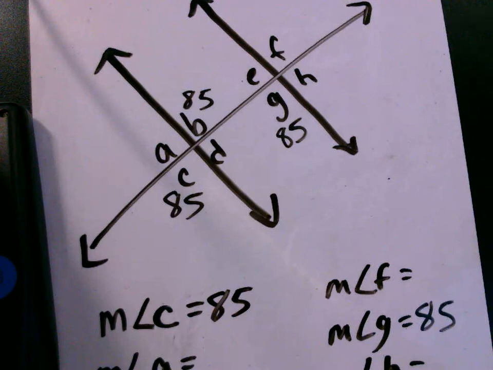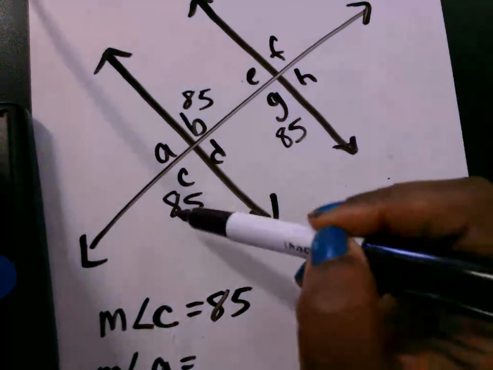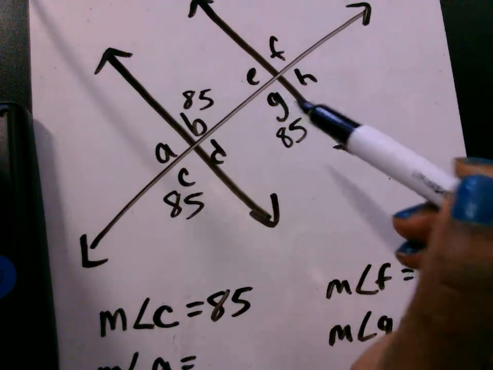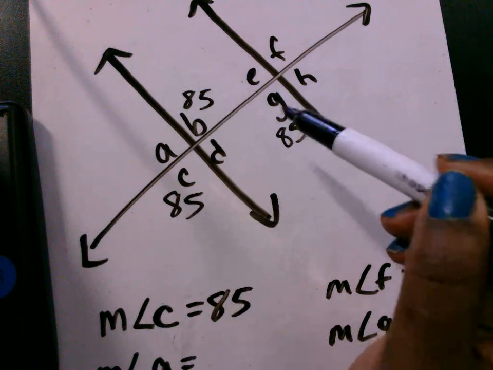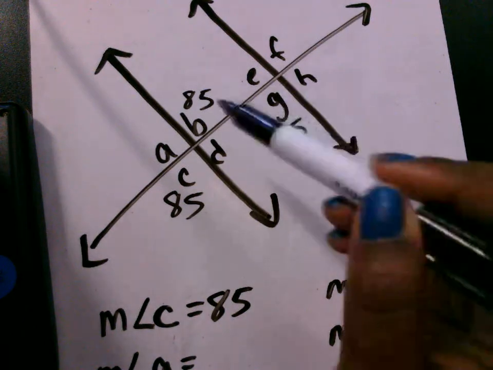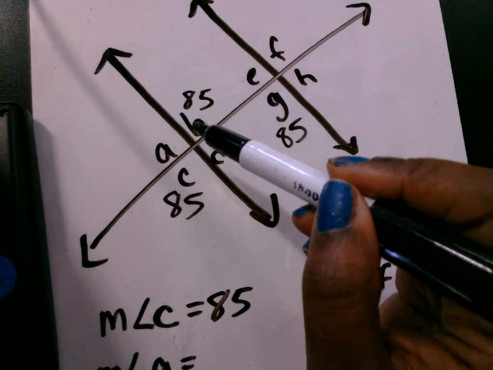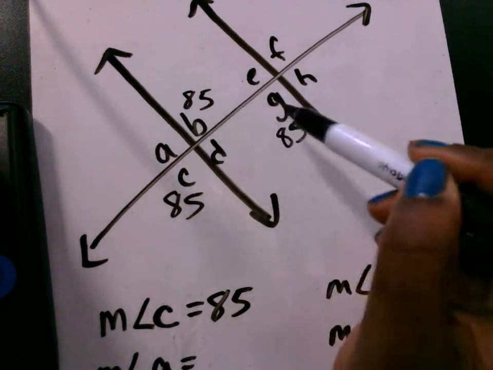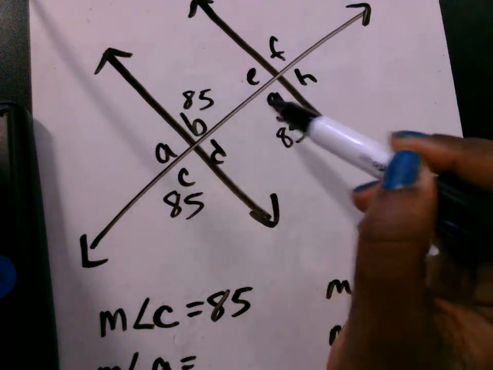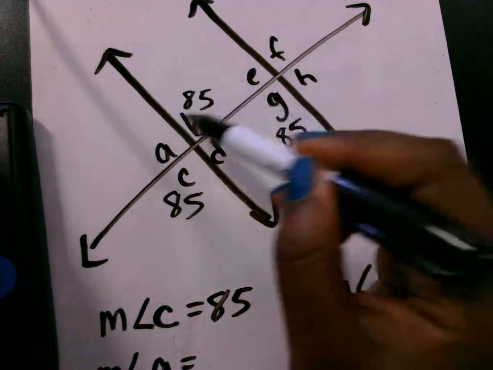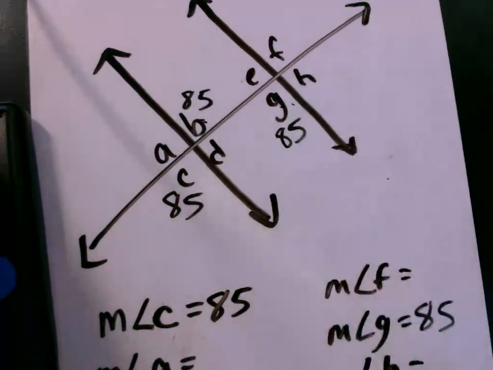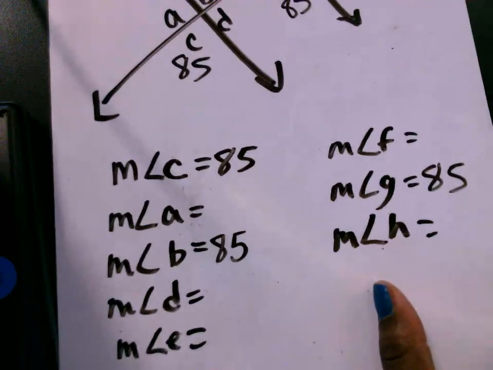It corresponds to what angle? C. C and G correspond. What is another relationship that G has with another one? We hadn't done F yet. B and G. What's the relationship between B and G? Alternate interior. Great job. These are alternate interior. So G is also 85.